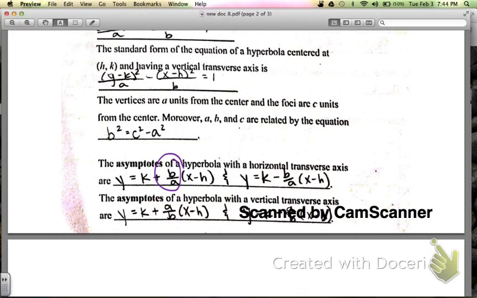So it's actually going to be the same thing here. The one that's covered up is the exact same thing as this. The only thing that's different is that this is not b over a, it's a over b. So you can write that down where it's covered up.